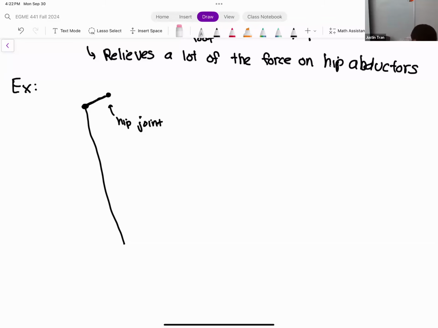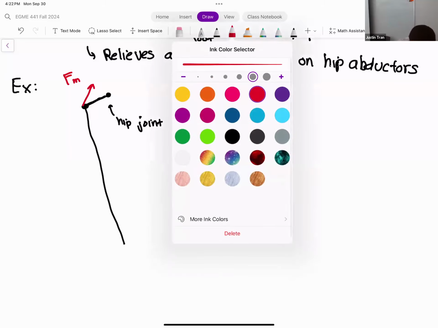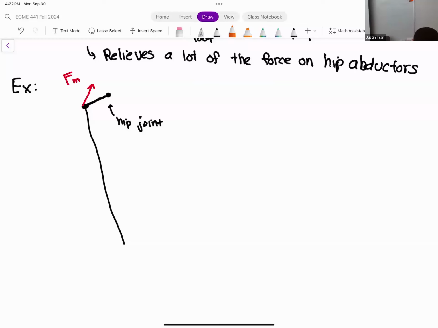Okay, but the end point here is pretty significant because this is where the hip abductor attaches. So we have FM. FM is the muscle force associated with the hip abductor. We have the joint reaction forces at the hip joint. So we have JX, or excuse me, that's JY.